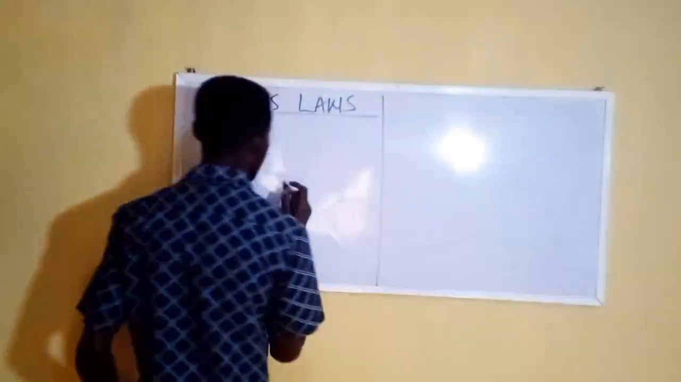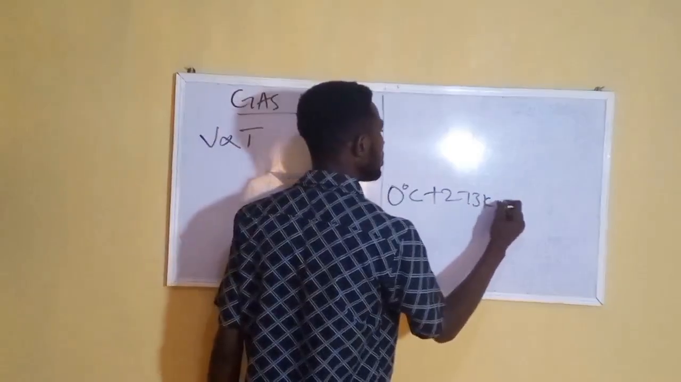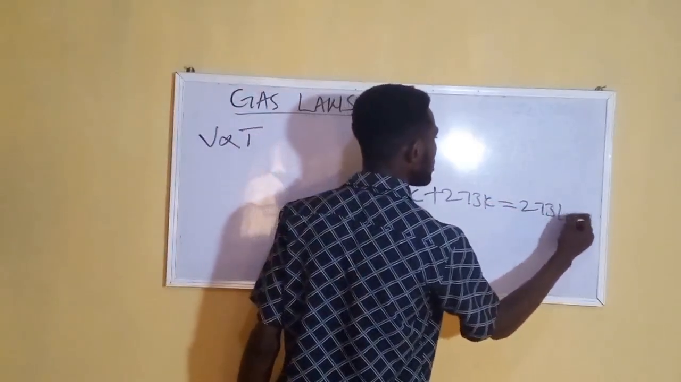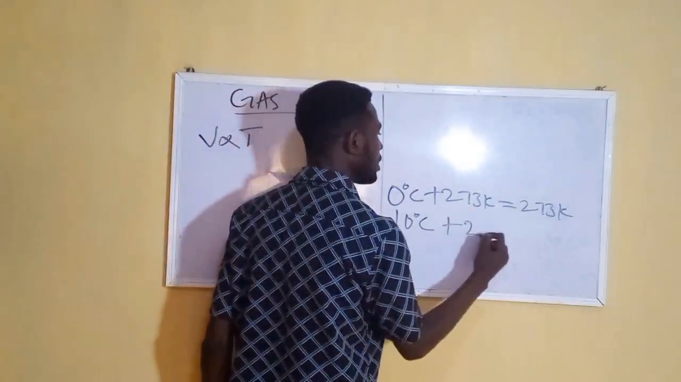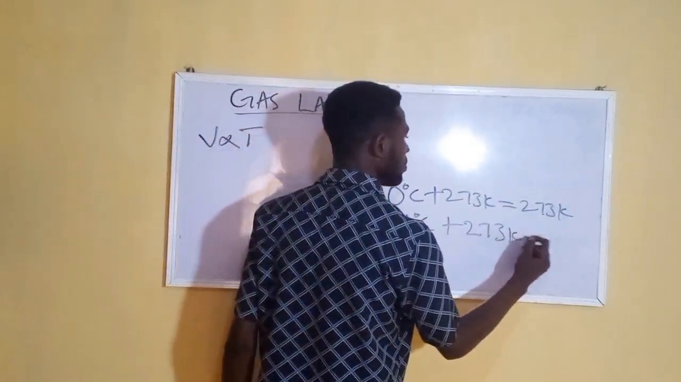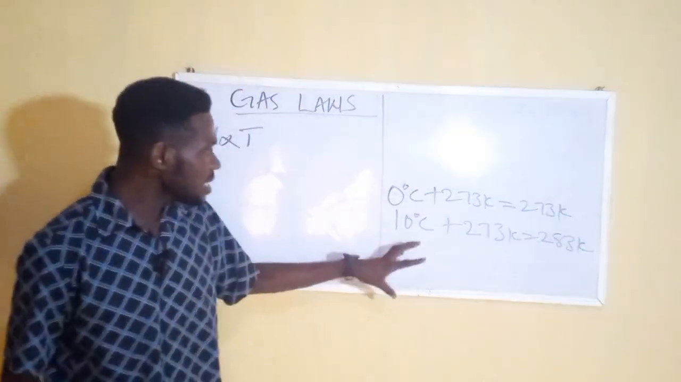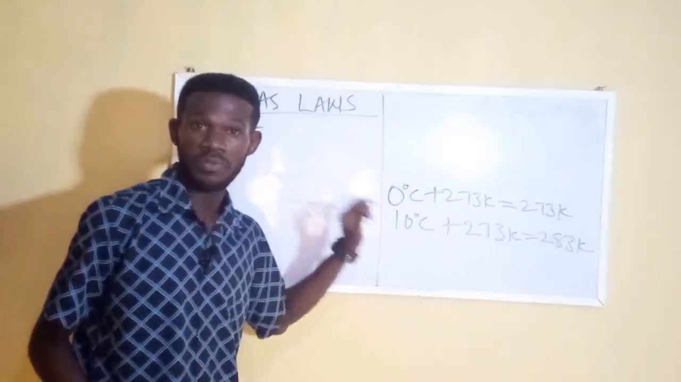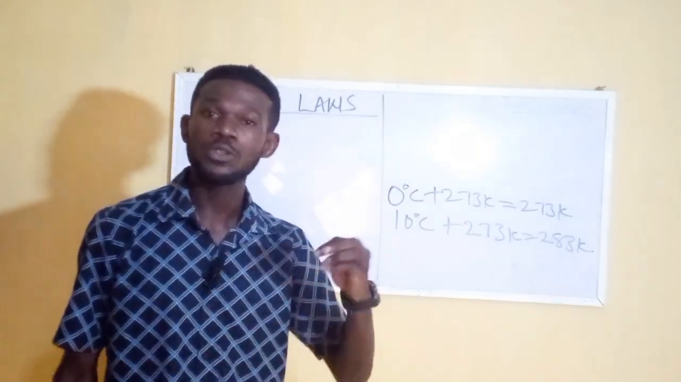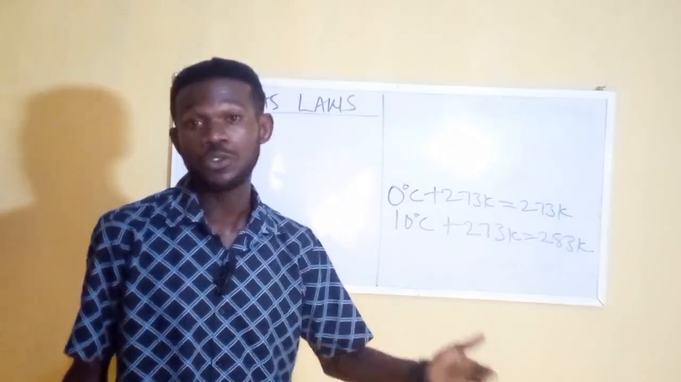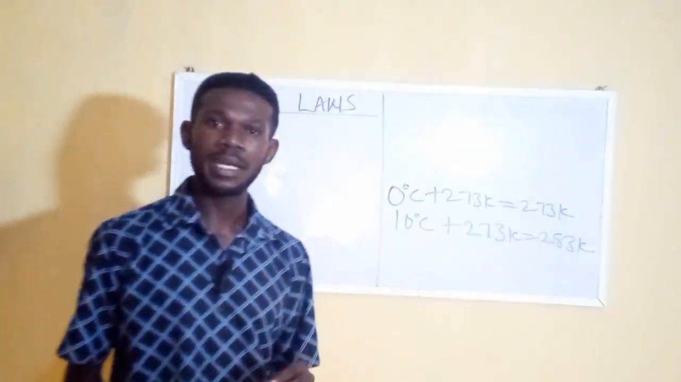If you are given 0 degrees Celsius, you add it to 273 Kelvin, which is 273 Kelvin. If you're given 10 degrees Celsius, it has to be added to 273 Kelvin, which gives you 283 Kelvin. Literally, this is how you carry out your conversions from Celsius to Kelvin. You add whatever figure is given to you to 273 Kelvin. That gives you 283 for this one, 10, and this one is 273.